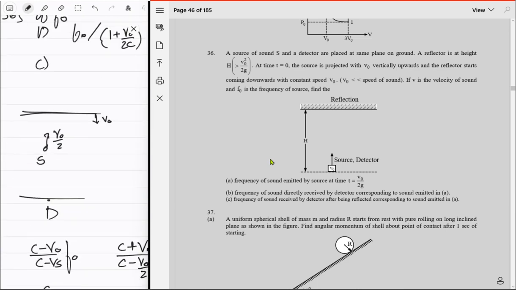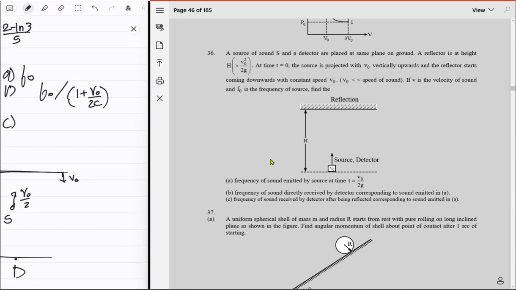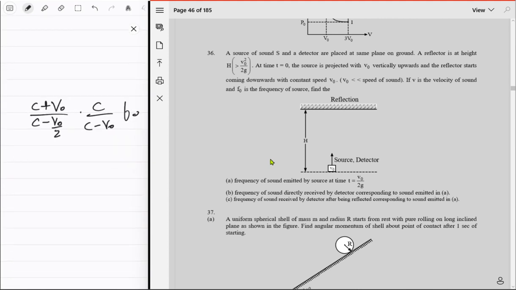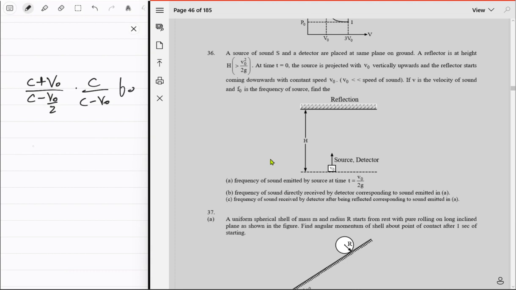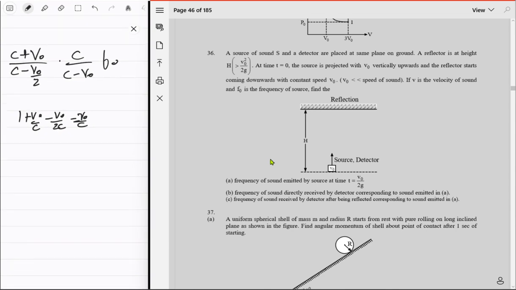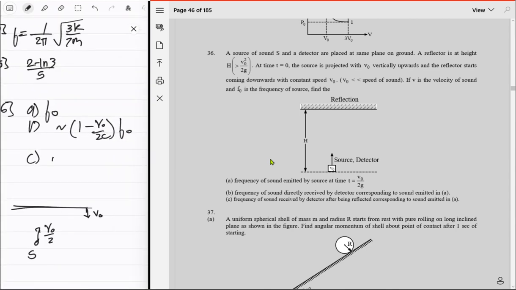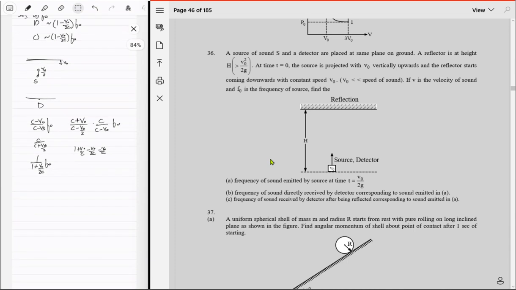So yeah, we should probably just approximate, right? So you can just say 1 minus v naught upon 2c approximately, times f naught, right? What about this one? Let's approximate, it's 1 plus v naught upon 2c, then minus v naught upon c. That's it, right? So still 1 minus v naught upon 2c approximately. Although both expressions are quite different, approximately it comes out the same for some reason.